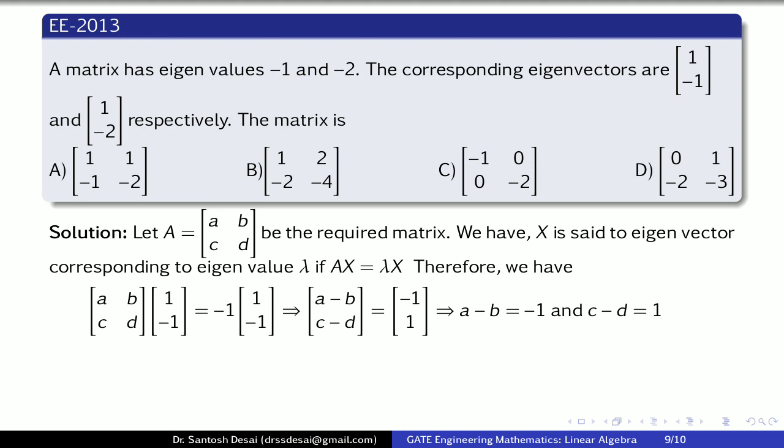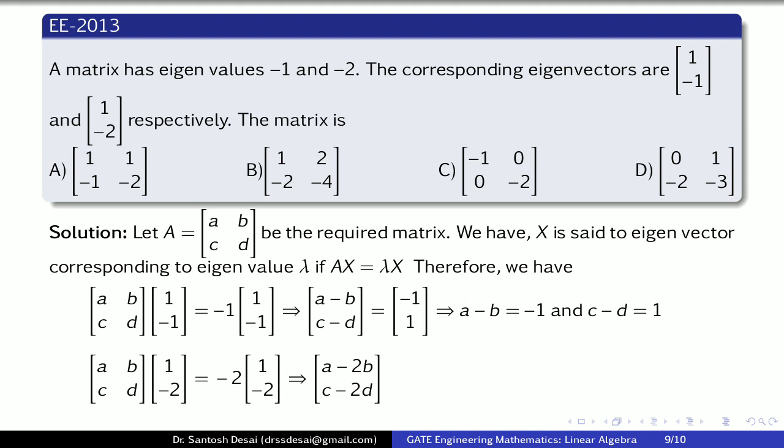Similarly, for the other eigenvector and eigenvalue minus 2, we get the matrix a, b, c, d into the vector 1, minus 2 is equal to the eigenvalue minus 2 into the same vector, that is 1, minus 2. Again simplifying this, we get a minus 2b and c minus 2d is equal to minus 2 and 4. Again this gives two equations, a minus 2b is equal to minus 2 and c minus 2d is equal to 4. Now here it is simple to solve these four equations.